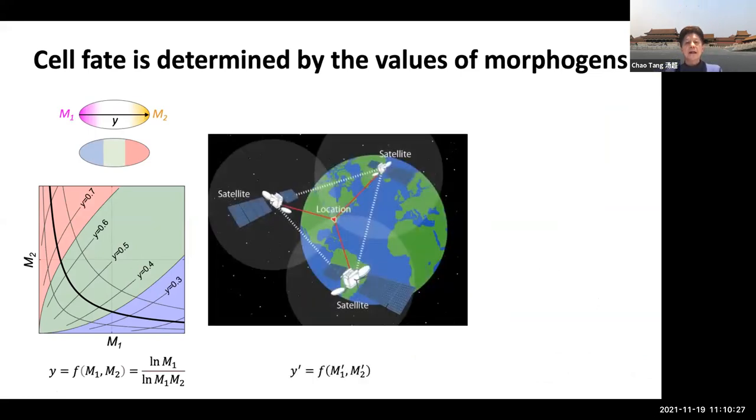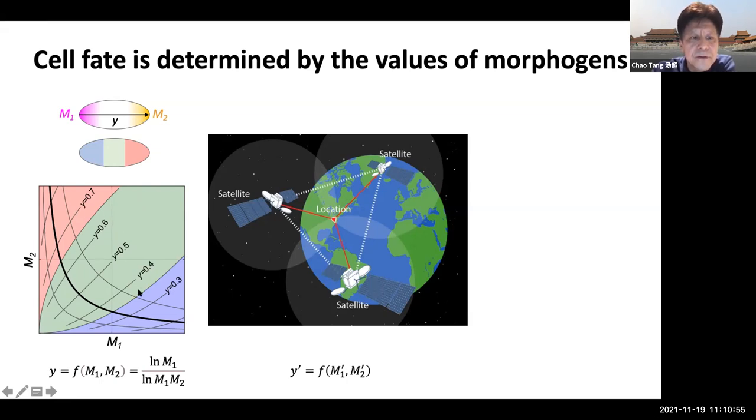And to make an analogy, this is somewhat similar to GPS positioning. So we have, for example, three satellites to determine a location. And then the location is determined by the relative time for the signal to pass from the different satellites. And here it is determined by the relative concentration of the two morphogens.